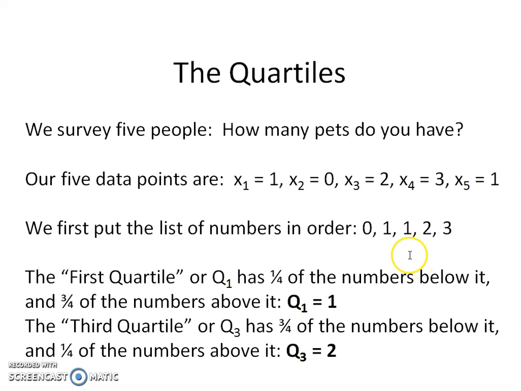The second quartile would be the median, because that's got 2/4 or half of the numbers above, half below. If I want the third quartile, well, that number is going to have 3/4 of the numbers below it and 1/4 of the numbers above it. So that's a 2. The 2 has 3 numbers below it, 0, 1, and 1. It has 1 number above it. There's the 3. So the 2 is the third quartile.